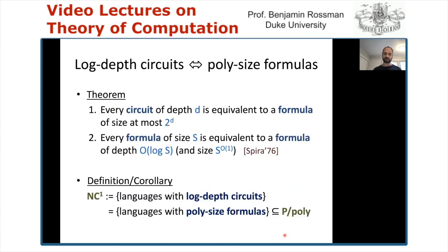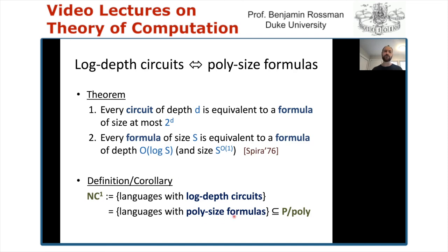Okay, so this is the theorem we just showed. And this leads to the following definition/corollary. The complexity class of languages decidable by log depth circuits, so circuits of depth order log n, is known as NC1. And as a corollary of the theorem, this class is equivalent to languages with poly-size formulas, right? So to see why, every log depth circuit is equivalent to a poly-size formula by part one.